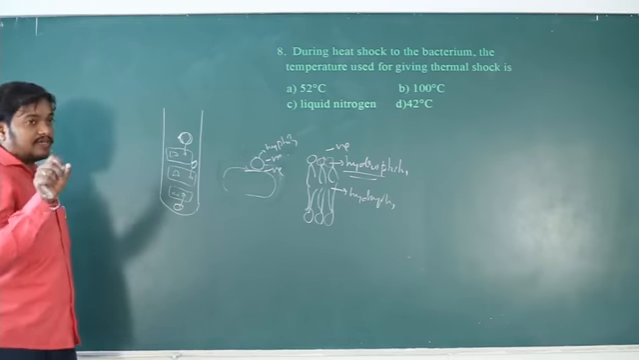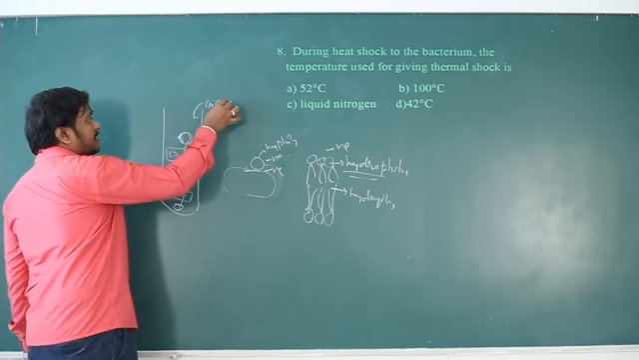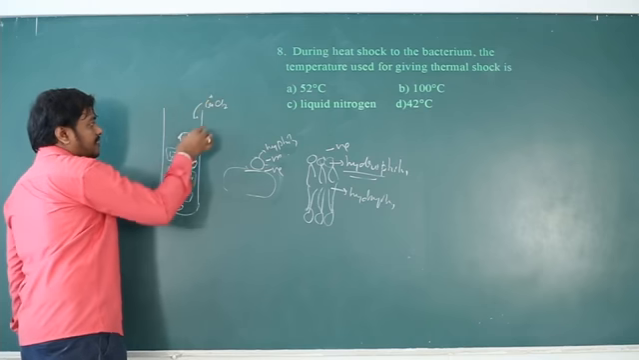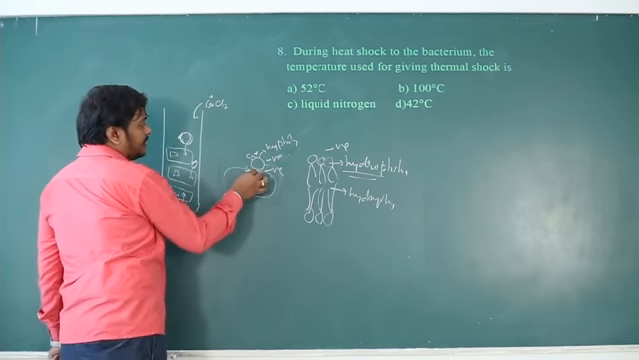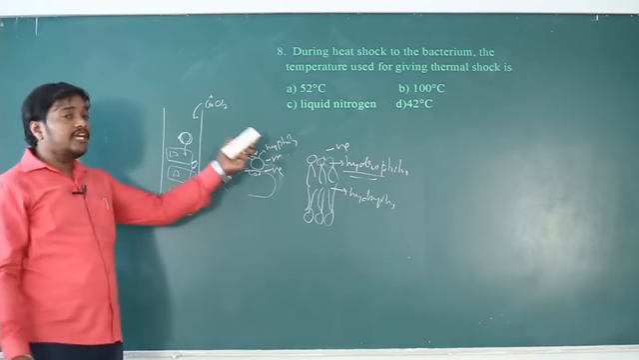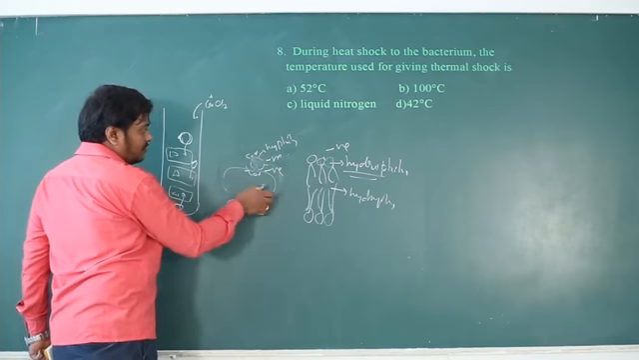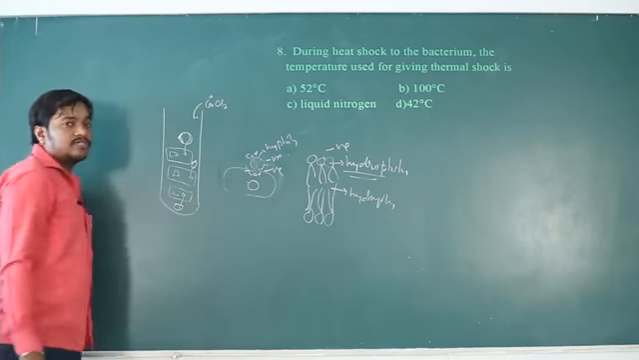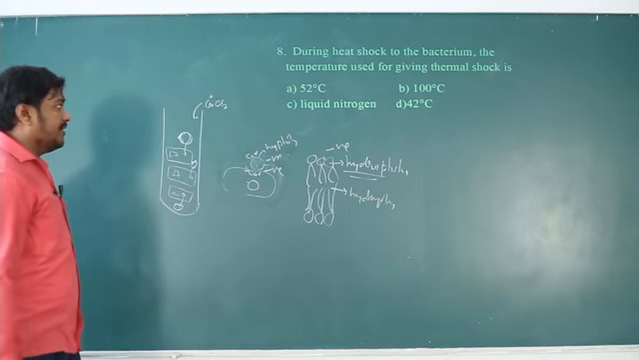We need to neutralize that, so we add calcium chloride, CaCl2. The Ca2+ binds to both the DNA and the membrane and neutralizes them. So it creates pores when you give the heat shock. As soon as the heat shock is given, the pore size increases, so the plasmid can enter easily. This process is called making the bacteria competent to take up the rDNA.